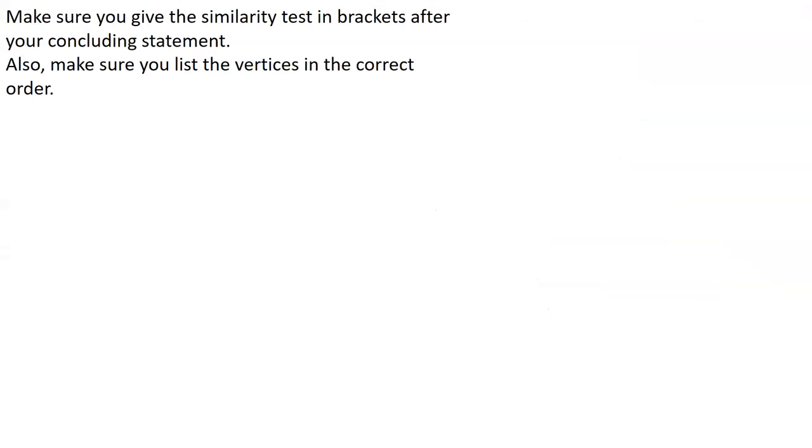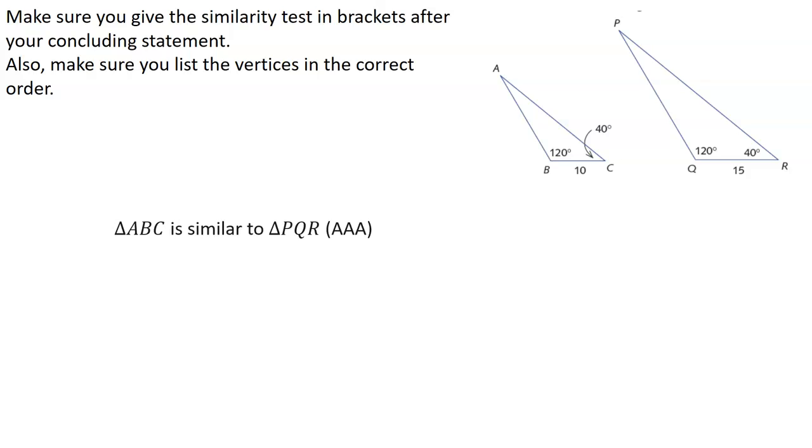Okay, this is how we provide our similarity statements. So here, triangle ABC is similar to triangle PQR. We put the AAA in brackets afterwards. I don't need to write these words, I can use a tilde.